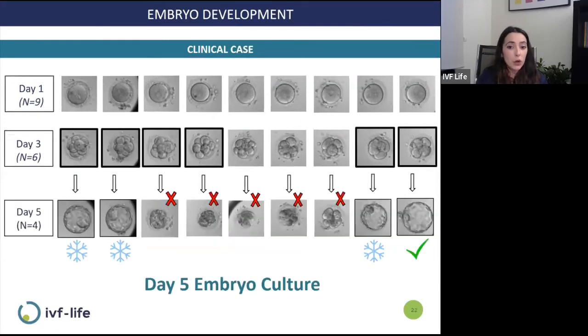But if we go to day 5 transfer, this decision becomes easier. We get much more information at this stage. Some of the embryos that had good quality on day 3 did not manage to get to the blastocyst stage. And from the ones that did, we can now rank them and decide which will be our priority for transfer. In this case, we will freeze 3 of them and then transfer the last one in this example.